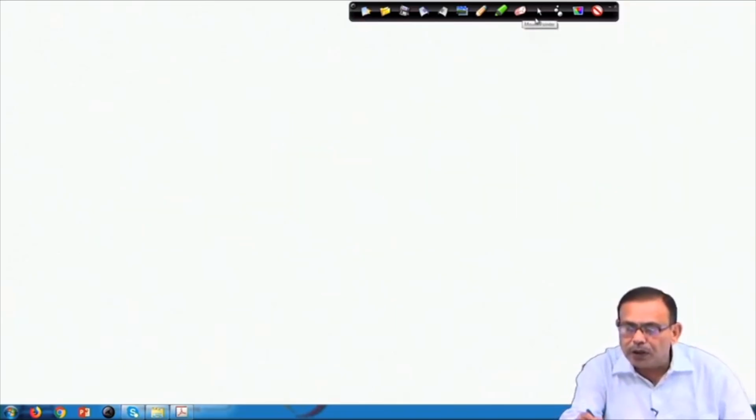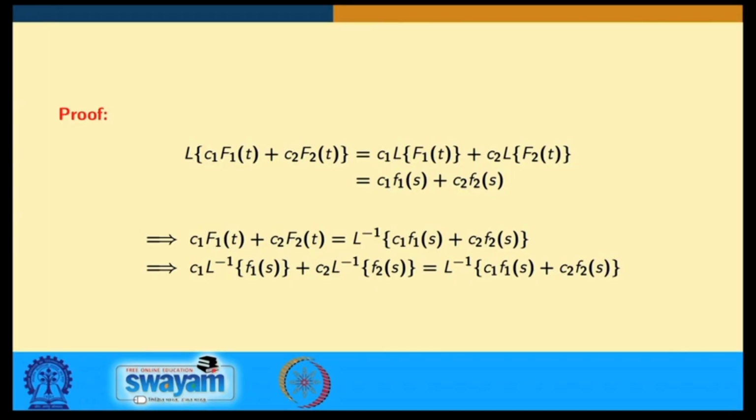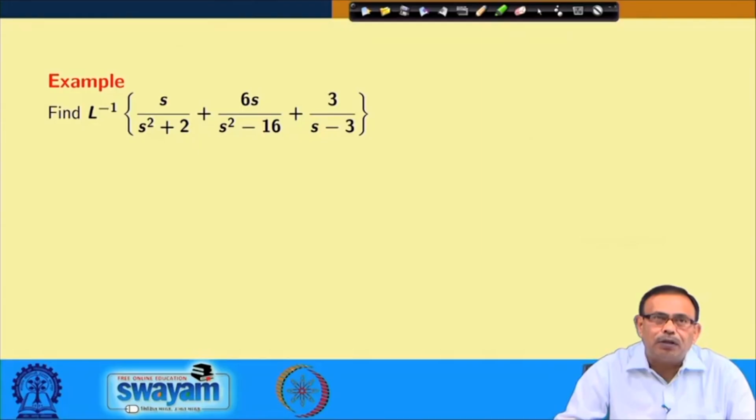So, let us go back to the other one. This is the Laplace transform of this, and from here you are writing C1 f1(t) plus C2 f2(t) equals Laplace inverse of C1 F1(s) plus C2 F2(s). This is the last line which we have already written over here.